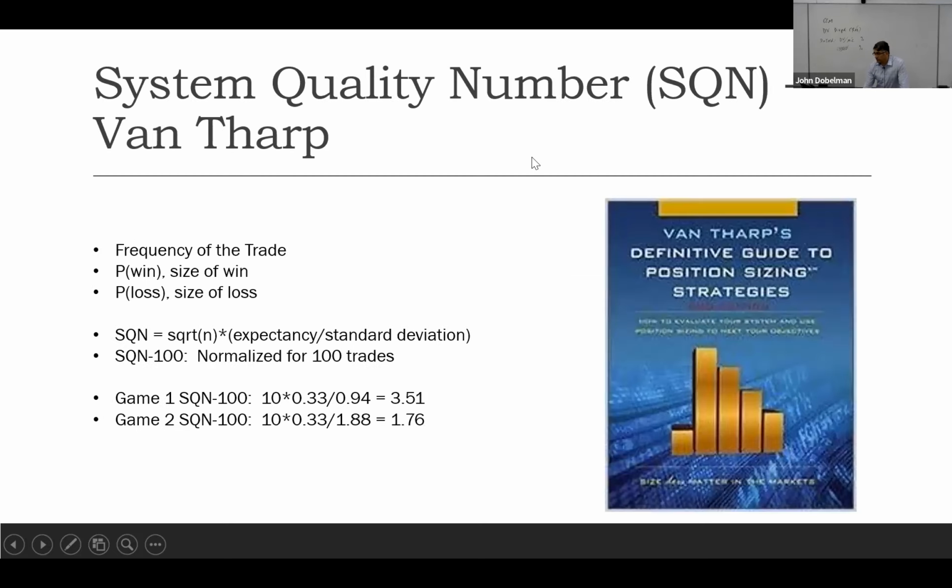So there's another way to address these types of things, and this I think is probably, as it says, the definitive guide on position sizing strategies. I did find it very definitive. The frequency of trade is important, and he has something called an SQN 100, which is a normalized trade, and game 1 has a higher SQN than game 2 because although the expectation is the same, the standard deviation is twice as high when you have that 3-1 versus the 1-1 situation.